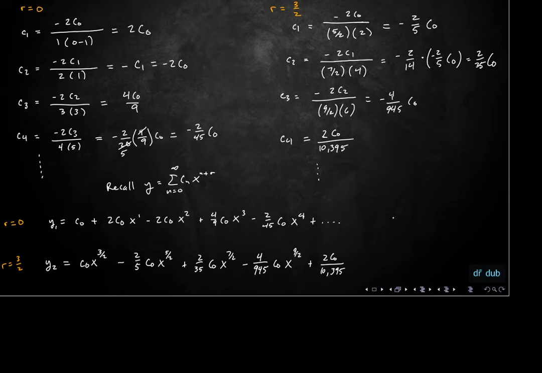Now, it's probably bad for me to use the same constant c0. We should change that to c1 for the second solution, because we're going to multiply by a constant anyway, c0 and c1. So the general solution is y equals c1 y1 plus c2 y2. So quite a process here.